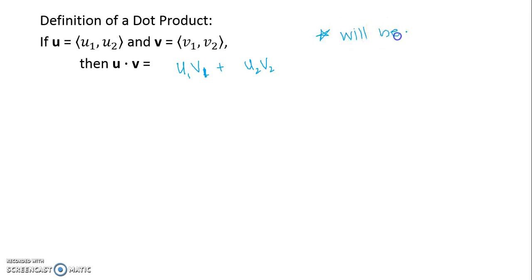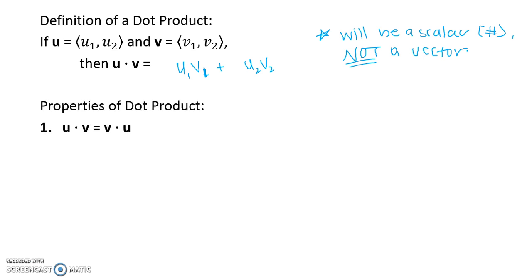This will always be a scalar, which is just a fancy way to say a number. It will not be a vector. So it won't have any direction, just be a number with magnitude. We have some properties of our dot product. First one, it does not matter which order you multiply them in. u dot v is the same as v dot u. And that's a fancy way of multiplying vectors. It's the only way we can multiply a vector times a vector, and we do call it the dot product though.